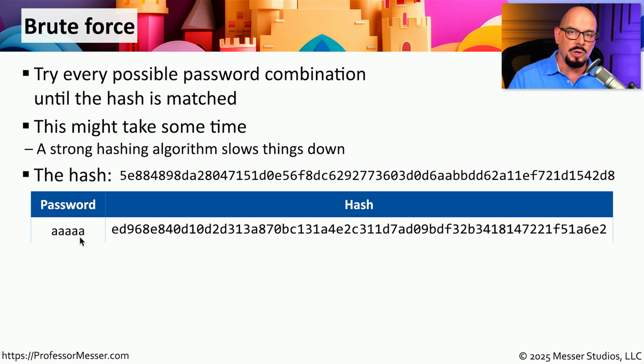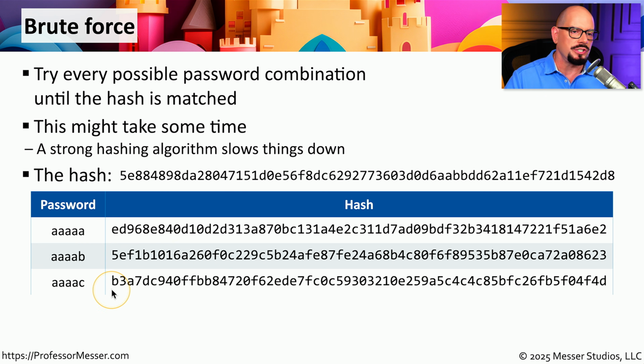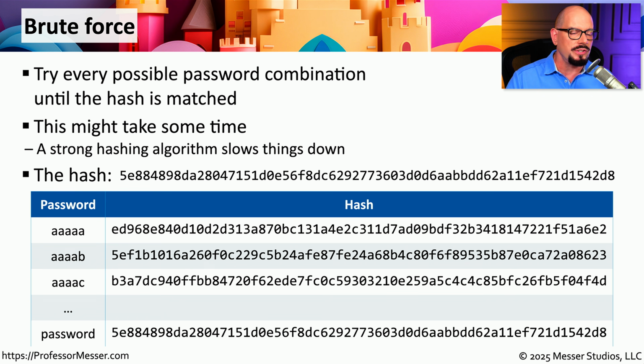Let's try the next one in this list, which would be AAAAB. And we'll get the hash. We can see those don't match. So we'll go to the next, which is AAAAC, and compare those hashes, and those hashes don't work either. So we will continue going through this cycle of changing one character at a time to try to determine if we can find a matching hash. Eventually, you will find a hash that does match.